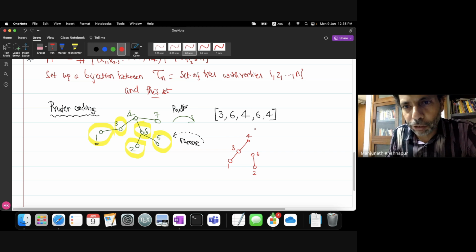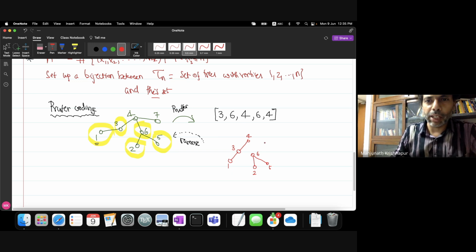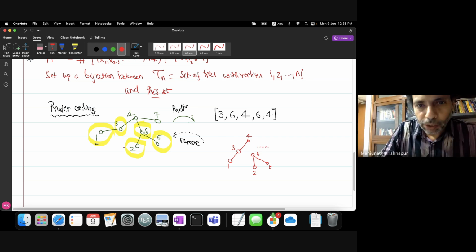So next 5 is a leaf, so 6 comes. So it has to be 5 which is connected to 6, and then you can reconstruct back and you will get back the tree. Okay, so this is how it will proceed. We have to remember that always the lowest labeled leaf is the one that is removed, and we write down what is attached.